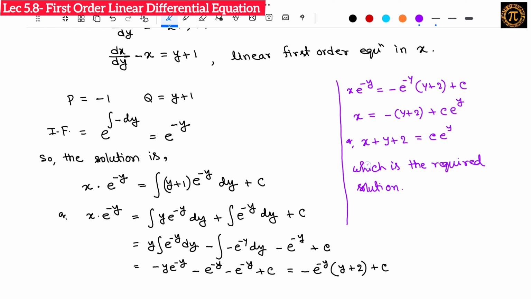Now try to solve the exercise problems of your textbook, Das Pal textbook. Okay, there are so many problems in the Das Pal exercise. Try to solve all the questions.